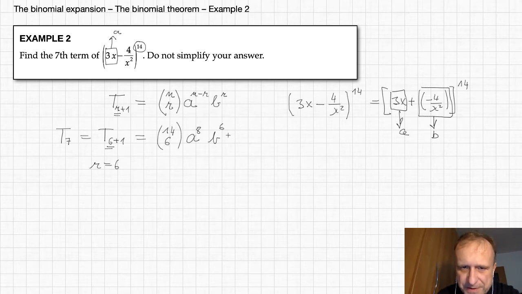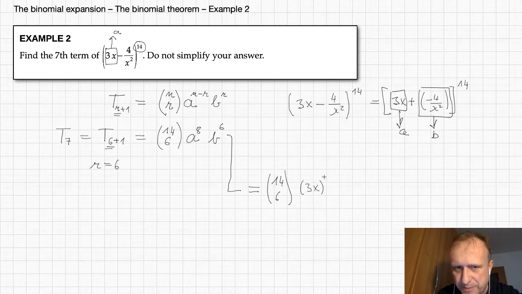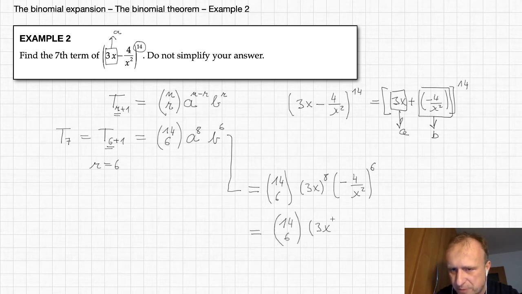Hence, I can continue here that the 7th term equals 14 choose 6, times a, which is 3x in brackets, to the power of 8, times b, which is negative 4 over x squared, to the power of 6. Since this power is even, the minus will disappear. So we can write it as 14 choose 6, times (3x) to the power of 8, times (4 over x squared) to the power of 6.